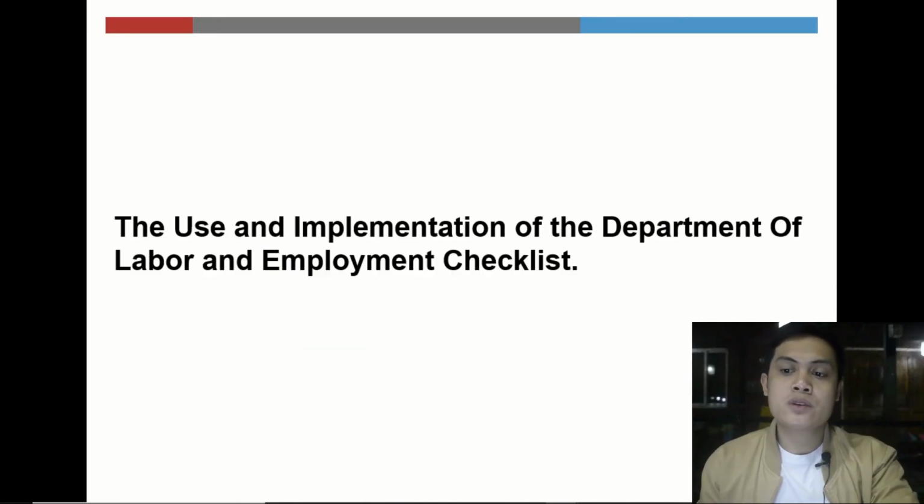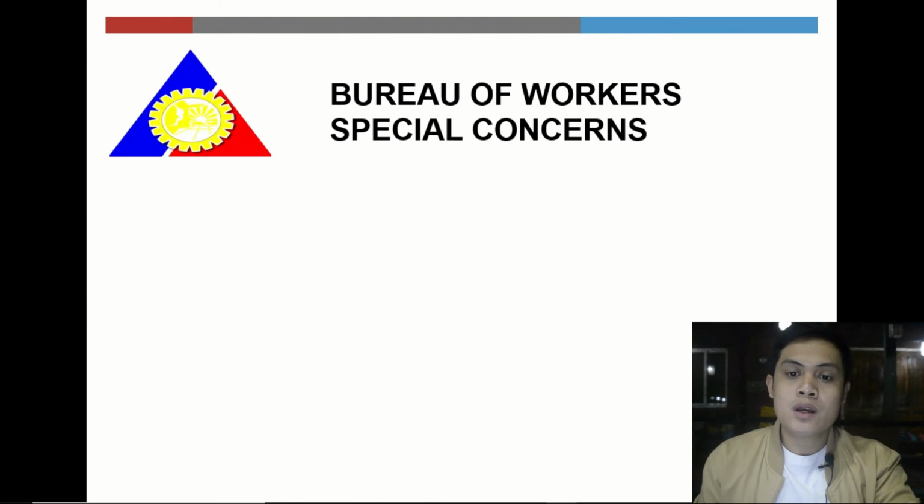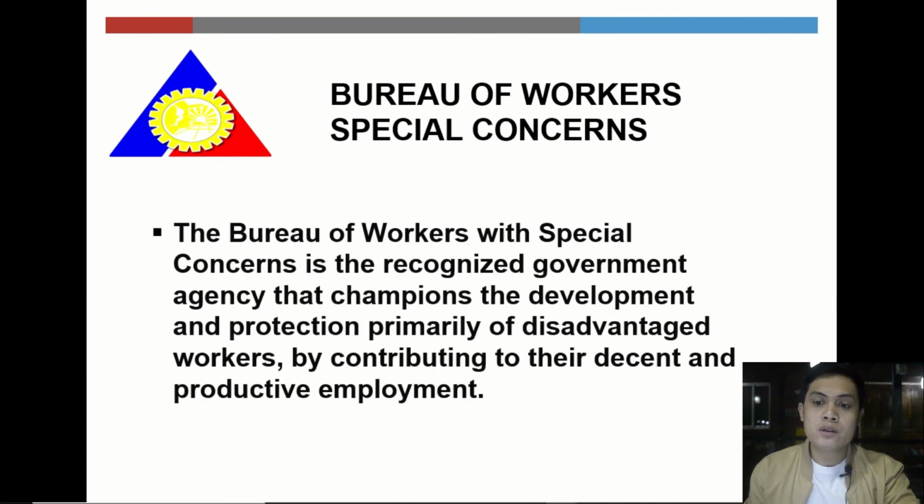Now, the use and implementation of the Department of Labor and Employment checklist. The one who enforces this checklist is the Bureau of Workers for Special Concerns. This bureau is the recognized government agency that champions the development and protection primarily of disadvantaged workers by contributing to their decent and productive employment. So if there are checklists that you need to follow as a company, this is the bureau in charge of making sure that companies are complying with the mandated changes, like for example the changes in minimum wage rate for a particular province or municipality. So this is the bureau who handles it.